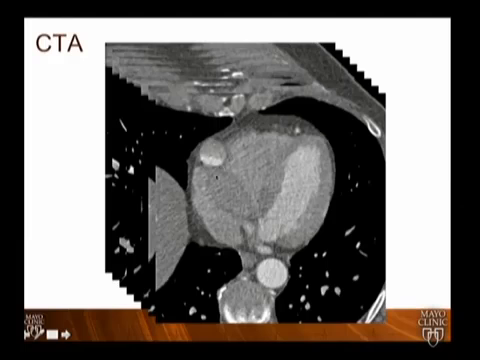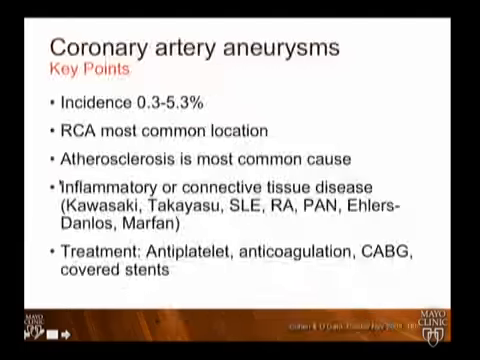So flip through that again. So you see right there in the AV groove, same kind of thing. So coronary artery aneurysms, incidence ranges from 0.3 to 5% depending on the series. The right coronary is the most common location, and atherosclerosis is the most common cause. But if you have an inflammatory or connective tissue disease, that's commonly associated. And then treatment depends on the patient's symptoms, where it's located, and options would be medical therapy versus bypass surgery versus a covered stent.